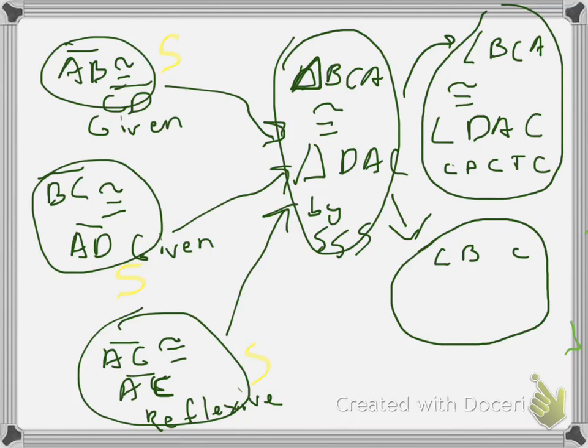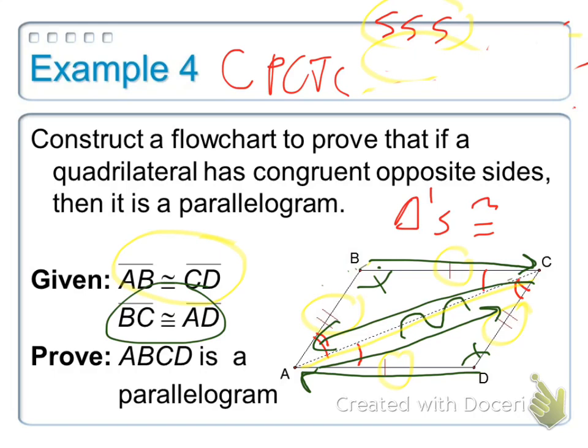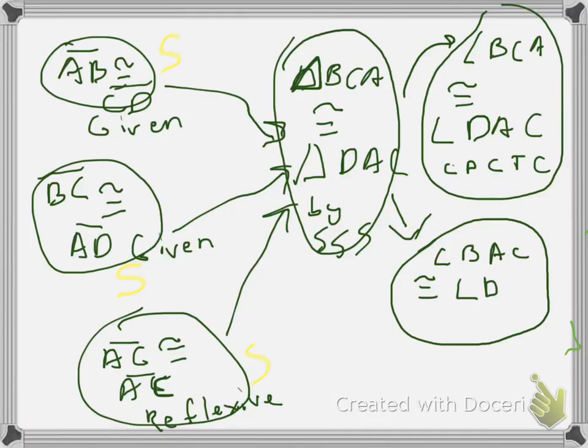Still getting my writing skills on the tablet working. Angle, that was BA, so B to A to C. Well, I want the same thing, but I'm going to start with D to C to A. You see, I'm taking my time trying to get everything labeled right, because it really makes a difference to communicate. Okay, and that's by CPCTC as well.